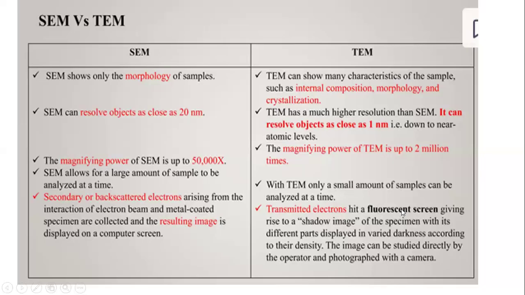In TEM, electrons hit the fluorescent screen, giving rise to a shadow image, with the specimen's different parts displayed in varied darkness according to their density. The image can be studied directly by the operator and photographed with a camera.